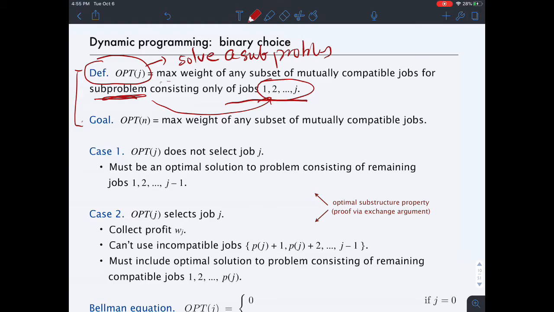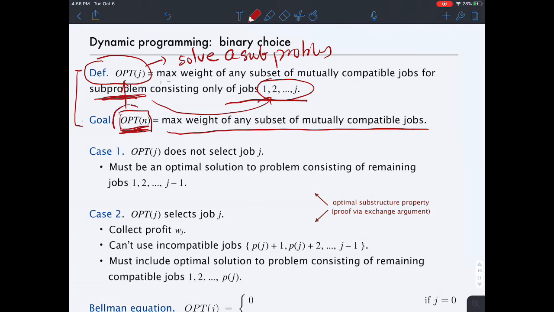At the end, we want to be able to solve the entire problem. I give you all n jobs. Can you find me the optimum solution? Expressed in terms of this function, we just want to compute OPT(n), which is the max weight of any subset of mutually compatible jobs.